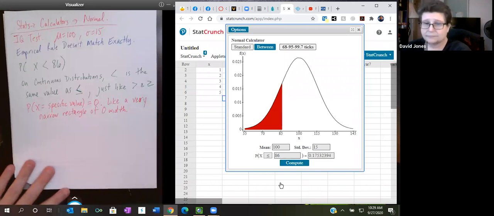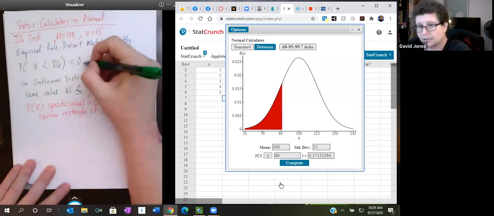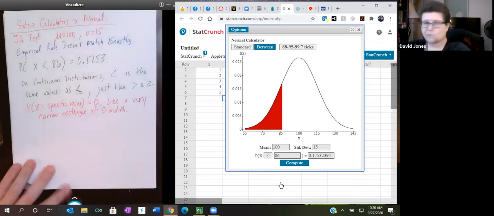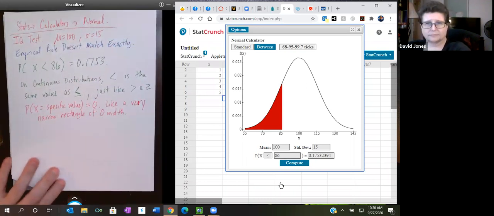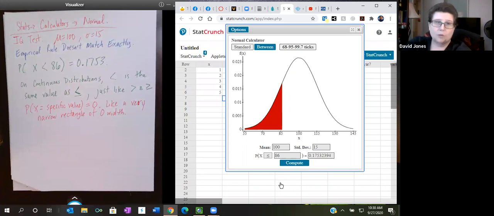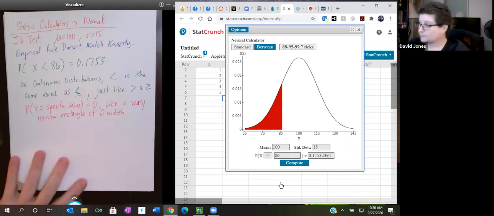0.1758, or 17.58%. So we can do things like that. That's what the normal calculator will give us, and it saves us a lot of work, and it's telling us either the proportion of people that are in that category. So 17.5% of people have an IQ score below 86. Or it's the probability of selecting a person at random, the probability that they have a score lower than 86.